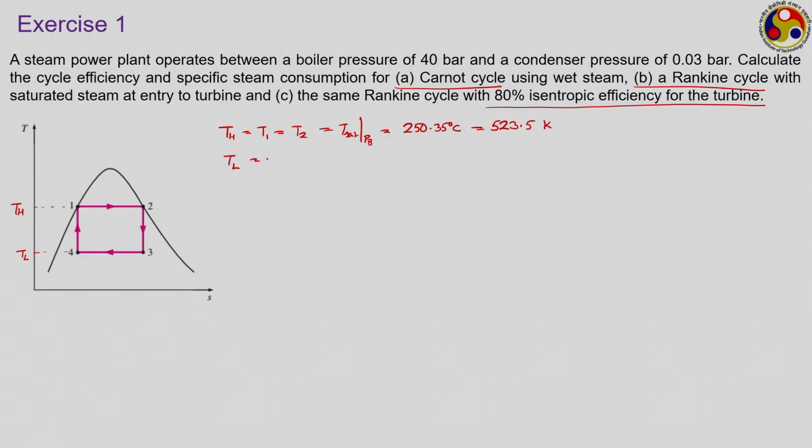Similarly, the lowest temperature is T3, equal to T4, which is the saturation temperature corresponding to the condenser pressure 0.03 bar. Here the boiler pressure is 40 bar and the condenser pressure is 0.03 bar. Whatever data table you are using, be careful about the units. Quite often the tables give the data in terms of kilopascal or megapascal or maybe in bar. Be very careful about which unit is followed in the table that you are using. So, from the table that I am using, this is 24.68 degrees Celsius, which gives 297.83 Kelvin.